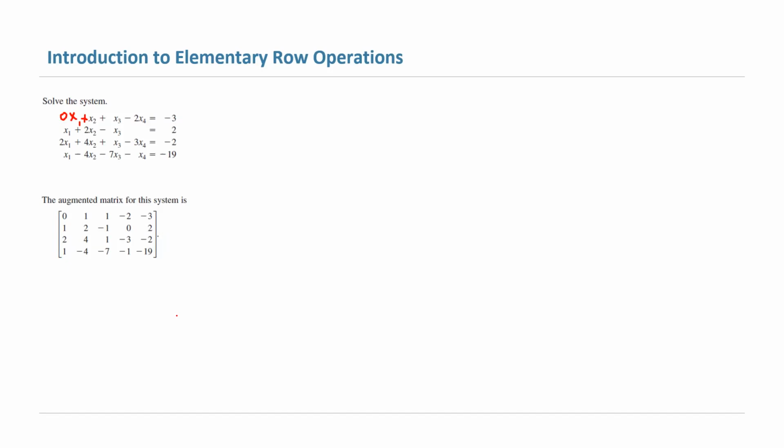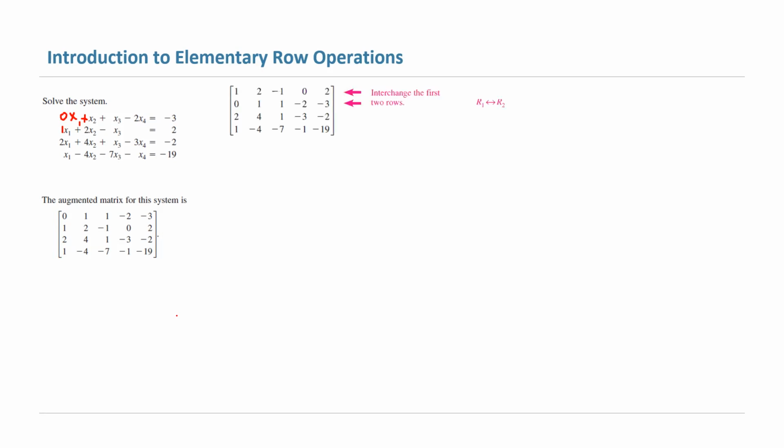The second row starts with 1 times x1. So 1, then 2, negative 2, 0, and 2. Finally, the third row, you have 2, 4, 1, negative 3, negative 2. And the last row gives us 1, negative 4, negative 7, negative 1, and negative 19. This is our augmented matrix.